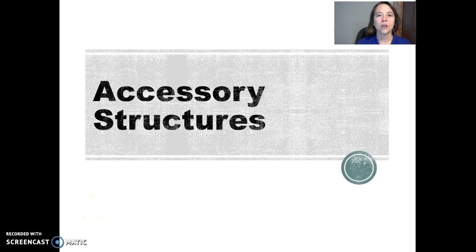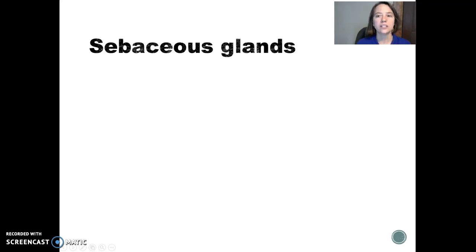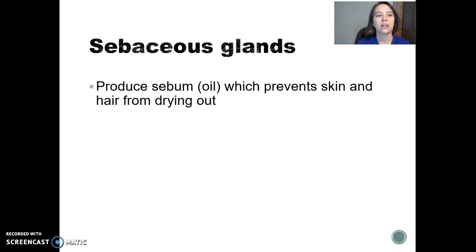We are going to pick up talking about accessory structures. Sebaceous glands are the first accessory structure I would like to talk about. Sebaceous glands produce sebum, or oil, and this prevents the skin and hair from drying out.